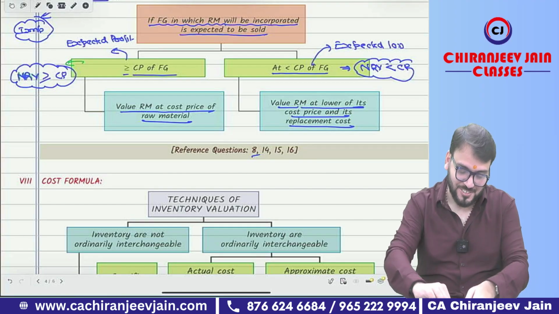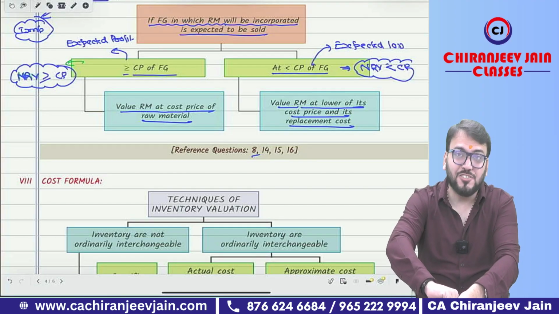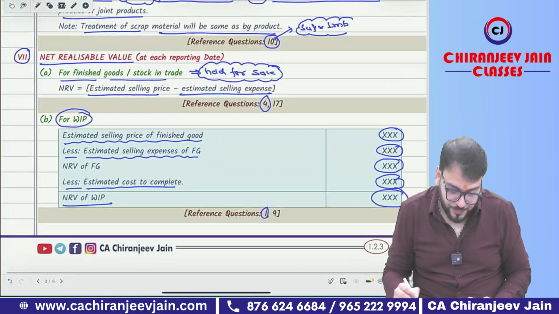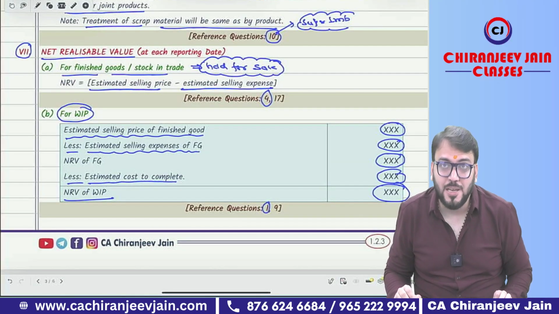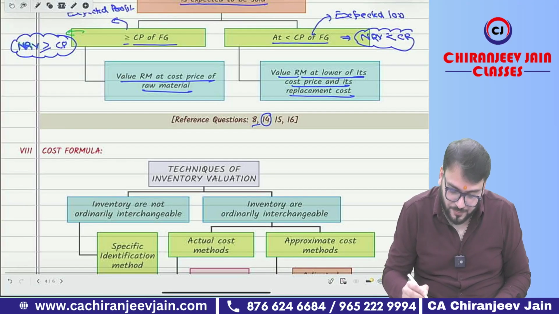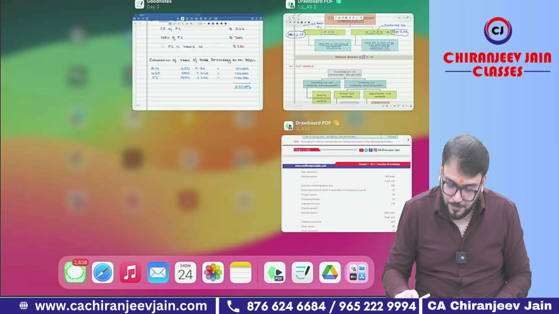Okay, ready? Chaliye. So before break, we were discussing NRB. We have discussed NRB of finished goods, NRB of WIP, and NRB of raw material. Let me take one more question. Question 14. Very good question. Come to question 14.